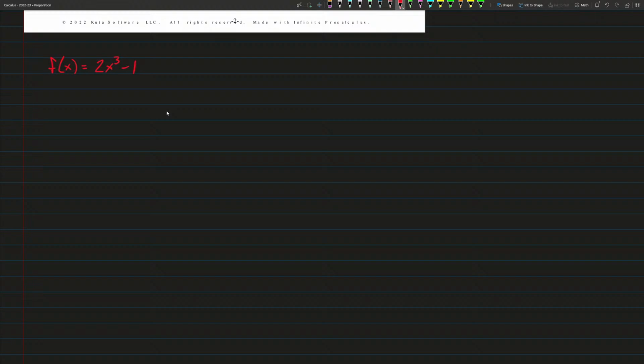So to find an inverse, I'm going to rewrite this first as y is equal to 2x cubed minus 1. Okay, y is the same thing as f of x, so we're not changing anything. And then in order to find an inverse, the first thing we do is swap variables. So we're going to change y to x and x to y.